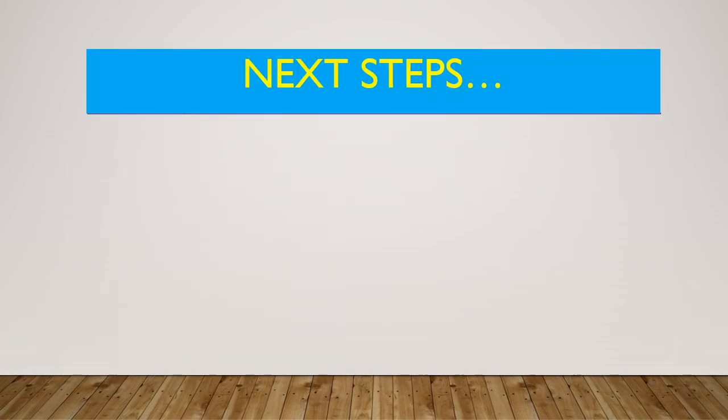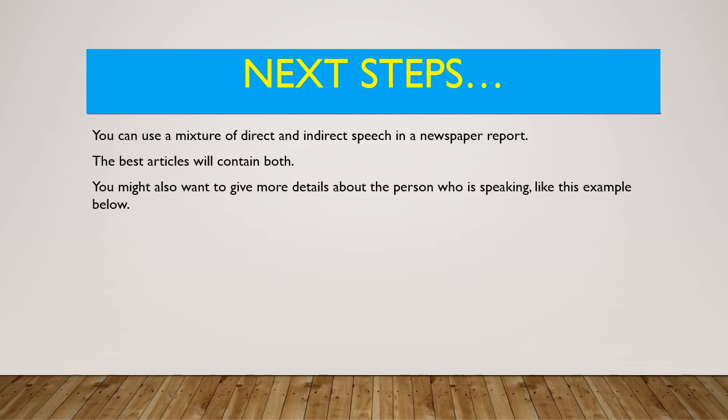Now that you've had a go and understand direct and indirect speech, if you're in my Year 5 class, there's an attachment on Google Classroom for you to have a go at filling out, a little worksheet to do. I like to think about this though moving forward. You can use a mixture of direct and indirect speech in a newspaper report. The best kind of articles I find contain both. You might also want to give more details about the person who is speaking, like this example below.